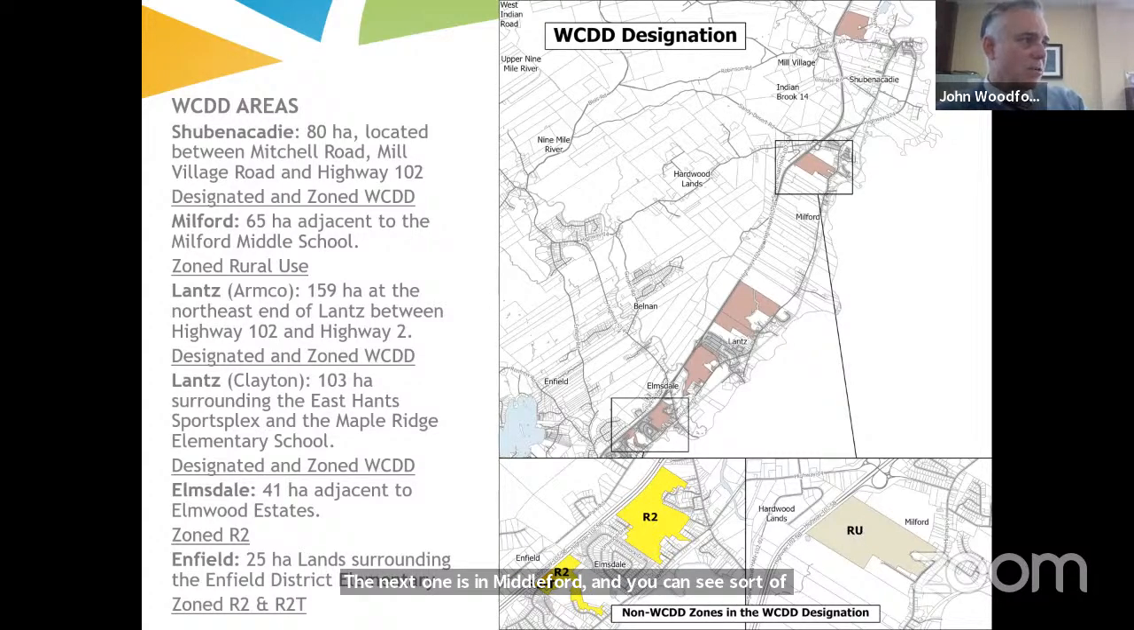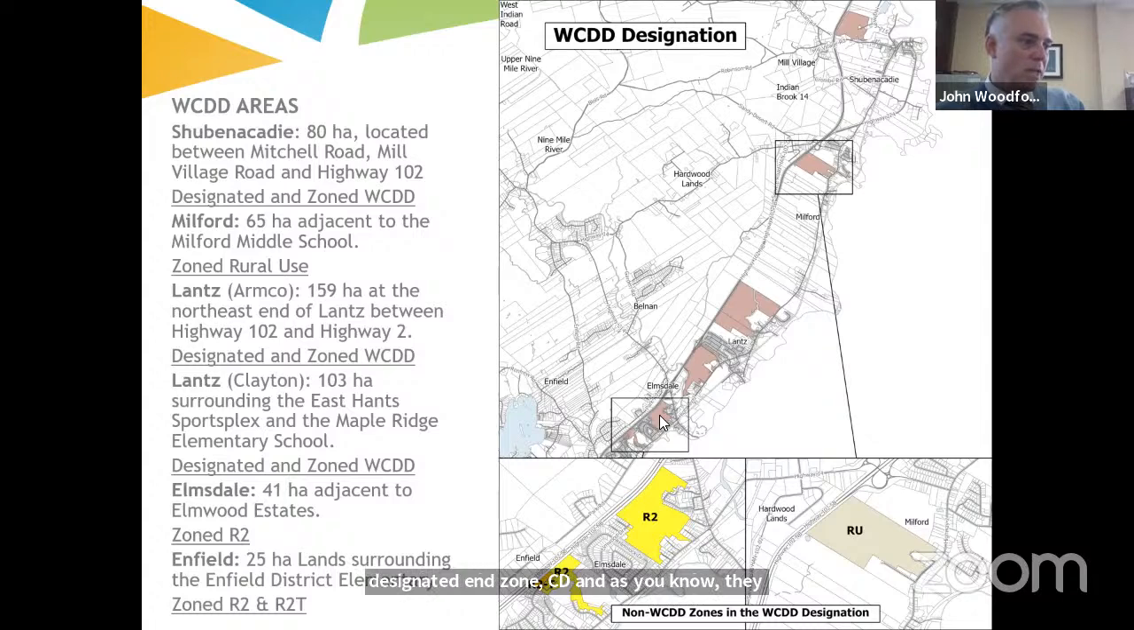That's 65 hectares. It's adjacent to the Milford Middle School. And I think the thinking at the time was that because the middle school was there, it might be a good opportunity to develop a residential community around that school. However, there's agriculture and some other rural activities on that property, so the rural use zone was left in place. And then we come to the 2 larger ones in Lance, the Armco site here and the Clayton site here. So both of those are designated and zone CDD, and as you know, they have existing development agreements on them.